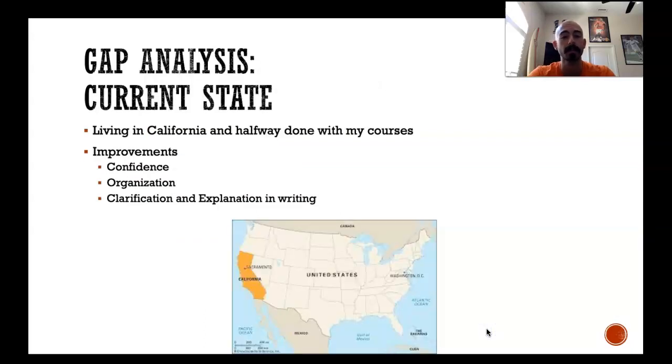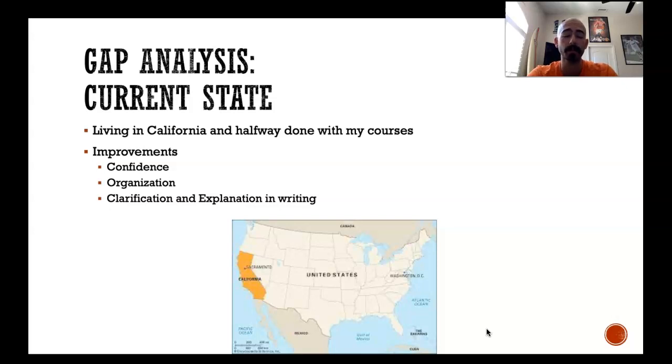Gap analysis. Current state. All right, so pun intended, current state. I'm currently living in California, and I'm halfway through my courses in my teaching certificate. I only have 2 more courses to do, not including this one. Probably about a semester or half a semester to go. Improvements. I want to improve my confidence, and that just comes with practice. If a teacher is really confident, then students will see that the teacher knows what they're teaching.